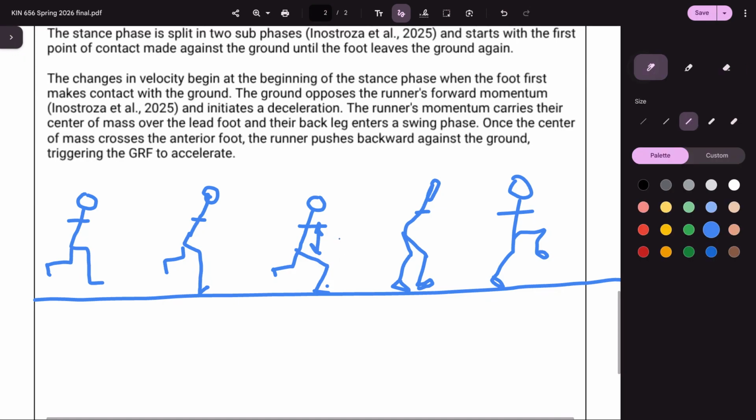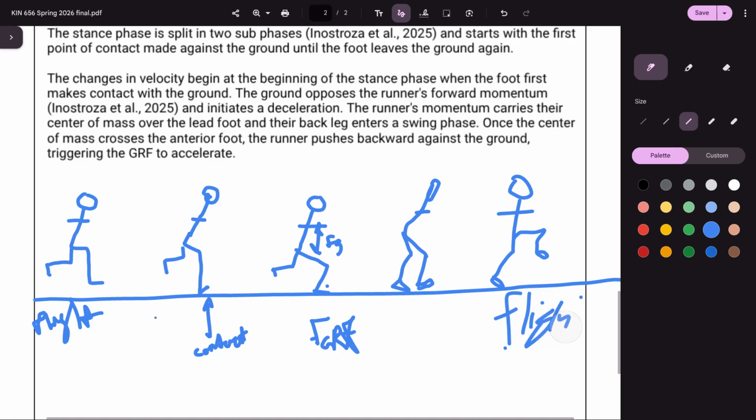So force of gravity. Okay, this is our first point of contact. Okay, and then the ground reaction force. Okay, so this right here is a flight path, right? And then over here is another flight. So meaning this is our stance phase.